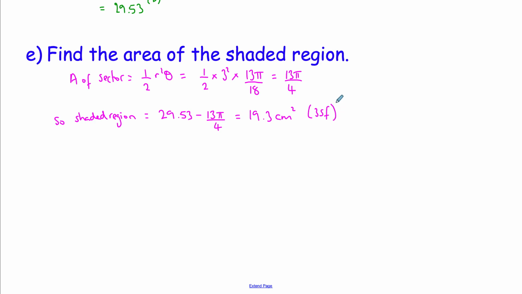So that is some work on both arc lengths and areas, which means you are now able to work through exercise 5C and 5D. I've listed the page numbers.